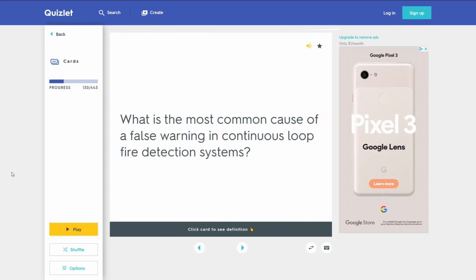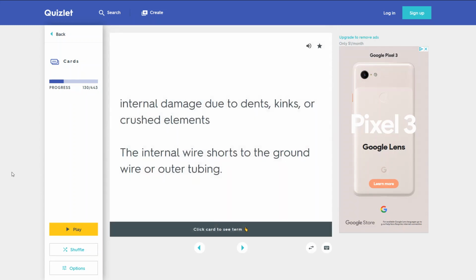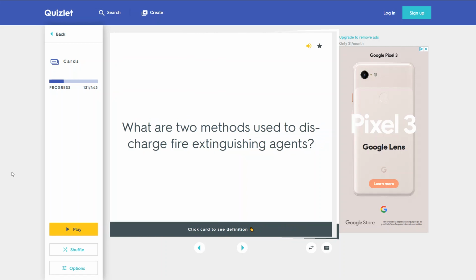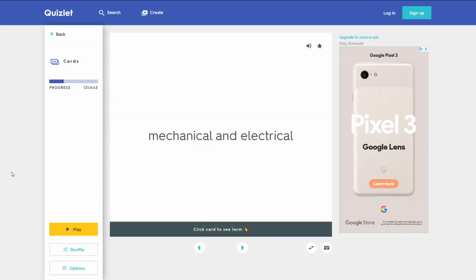What is the most common cause of a false warning in continuous loop fire detection systems? Internal damage due to dents, kinks, or crushed elements. The internal wire shorts to the ground wire or outer tubing. What are two methods used to discharge fire extinguishing agents? Mechanical and electrical.